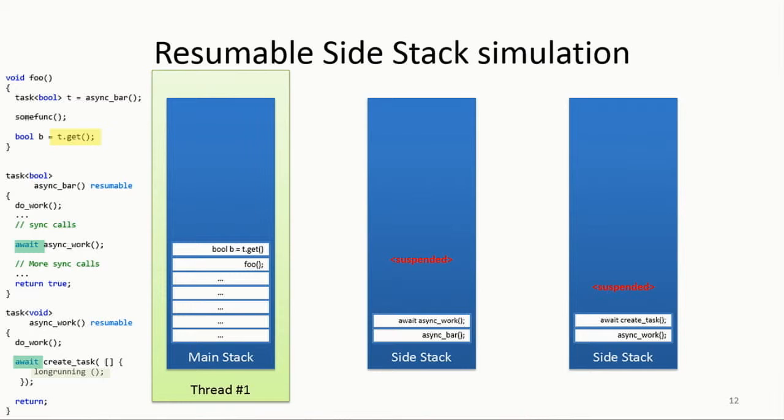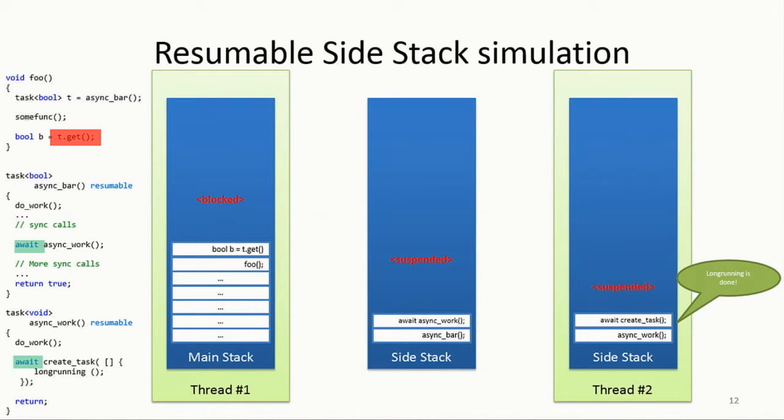Now, what happens in this case, however, is foo calls a blocking function. It calls t.get. Now, that has to block the thread. You're calling get explicitly, that's going to block the thread. At some point in the future, however, this long-running operation is going to complete. And the first thread is now blocked. The long-running operation is complete. And we really want to make progress on async work, but we can't use the first thread anymore. So what PPL will do is it'll proffer a new thread for us. So this is our second thread. This new thread now enters async work.